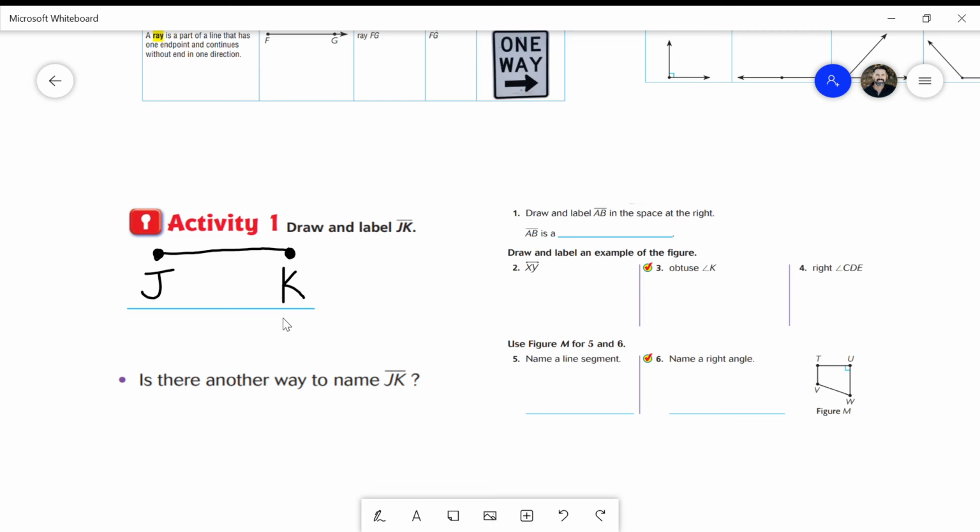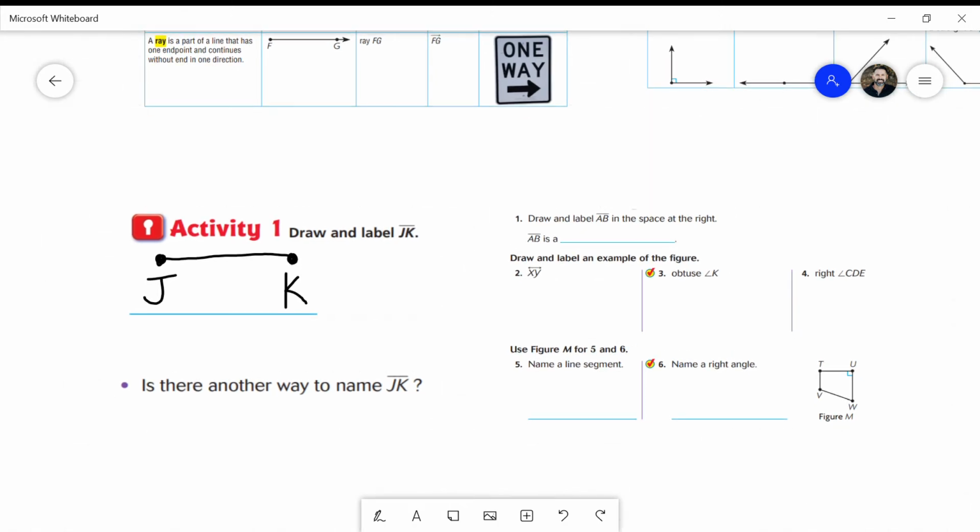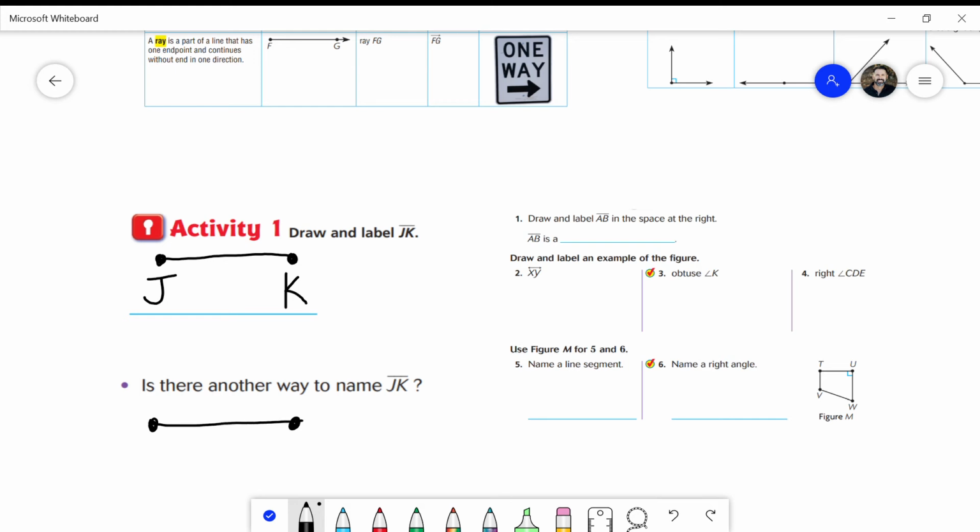So they're asking, is there another way to name line segment JK? And there is. If I go ahead and draw the line segment again, I can just reverse the order of the J and K and put K and J. That's also line segment JK.